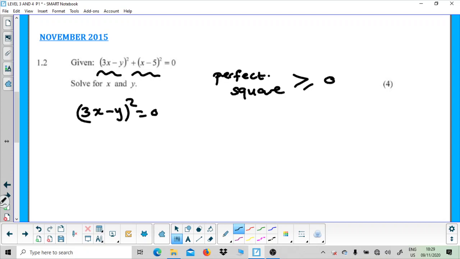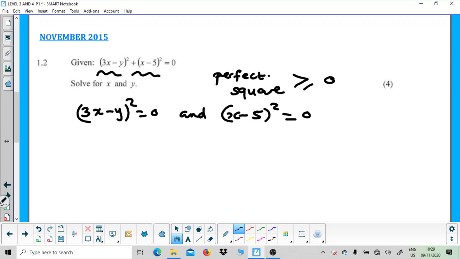Okay, is equal to 0, or in fact, both of them should be equal to 0, not or. Because if one of them is not 0, they won't add up to 0. So it's actually and this one is equal to 0 as well.